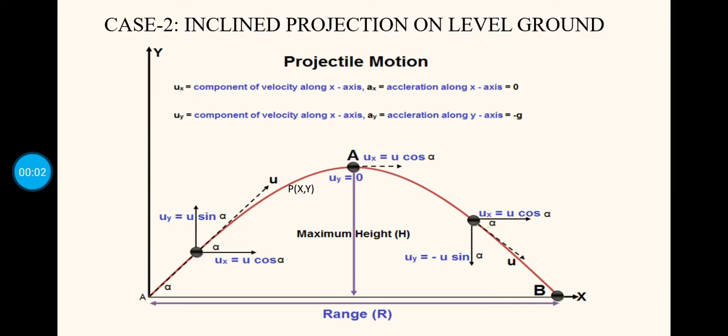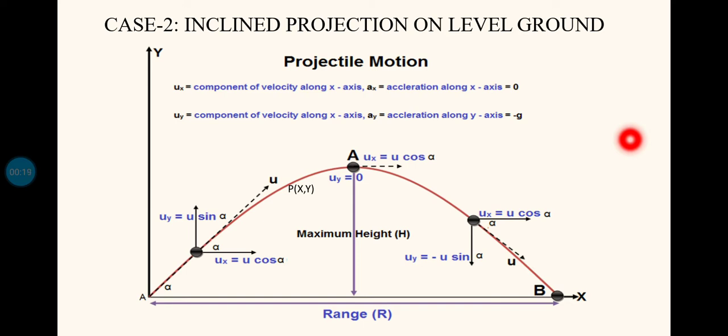Hi dear students, this is the fifth part of the fourth module of EST 100 Engineering Mechanics. In this presentation we will see inclined projection on a level ground. Inclined projection on a level ground means the starting point and ending point of the projectile will be on the same horizontal level, as you can see from the figure.